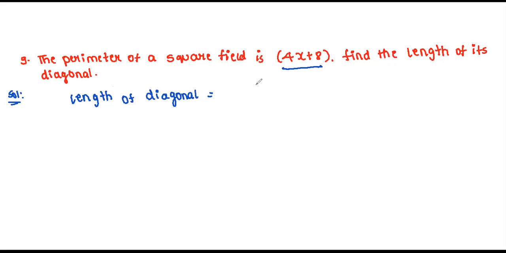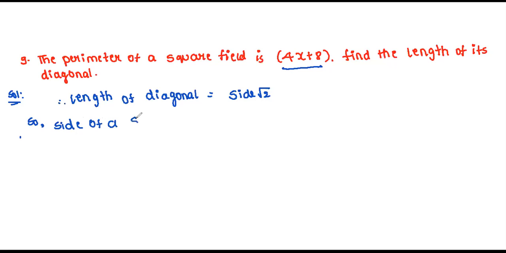Length of diagonal is equal to side into square root of 2, isn't it? Since it is a square, we use this formula. But have they given the side value here? They have not given it. They have given us the perimeter of it. Then what is the thing that we have to find first now? That is the side. So let us find the side now.